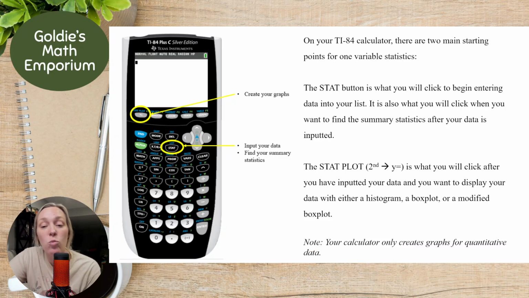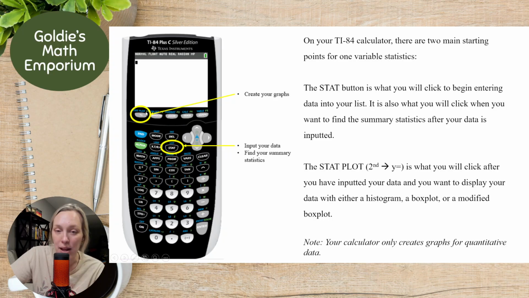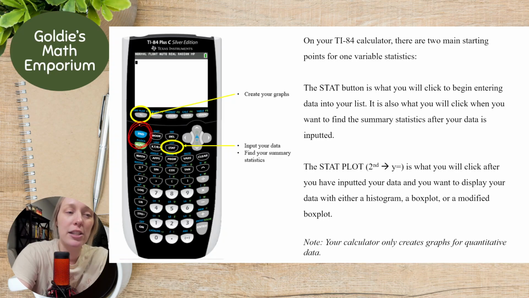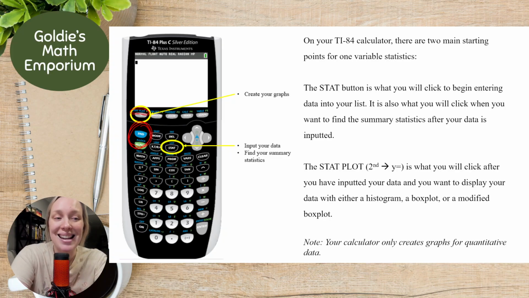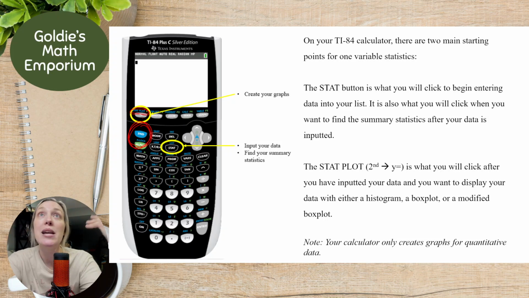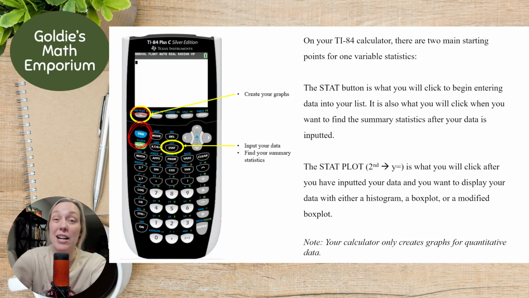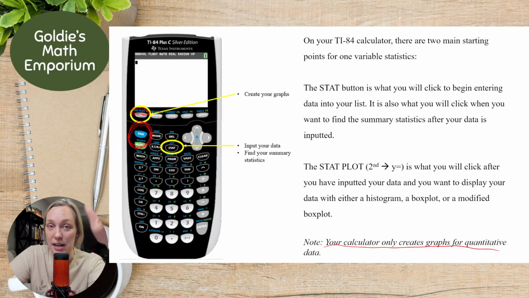And then the other one is the Y equals button. Now, right above the Y equals button, you see what's called stat plot. So if you click the second, right? So hopefully, second gets you to the location of what's above the button. So second, and then pressing the Y equals button gets you that stat plot. And after you input your data, that's where you're going to go to actually graph and visualize your data. Okay. Now, important to note here, your calculator only creates graphs for quantitative data. For categorical, you're still going to have to do that by hand. You can't do that on the TI-84s.